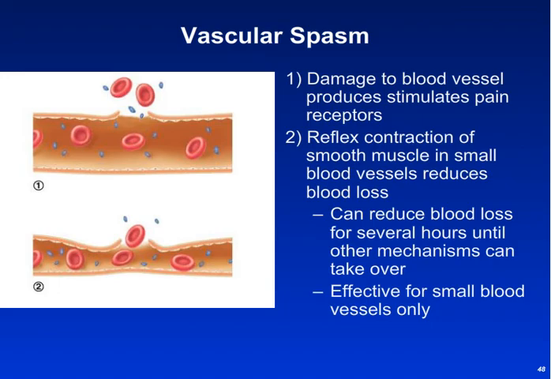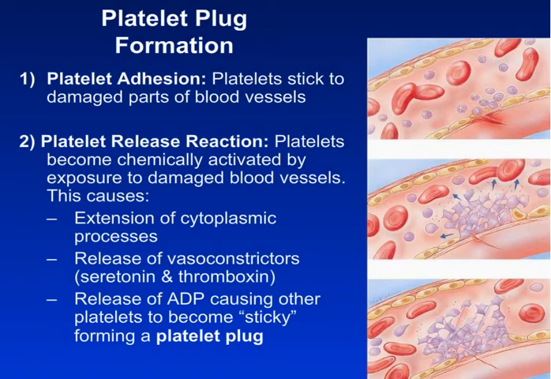Okay, so the second part of hemostasis is the platelet plug formation. And this occurs when platelets become activated, and the reason that platelets become activated is they come into contact with connective tissues that are not normally found within the blood vessel. So if you burst a blood vessel, if you break it open, the connective tissues that make up the outside of that blood vessel are going to protrude into the inside, and that's going to activate our platelets.